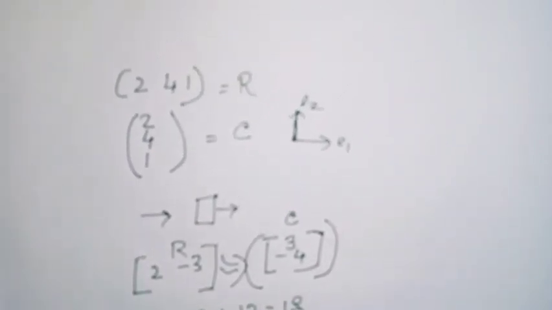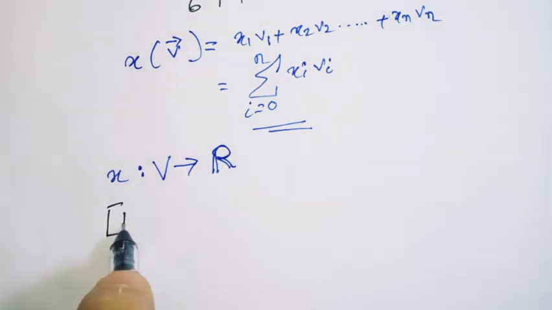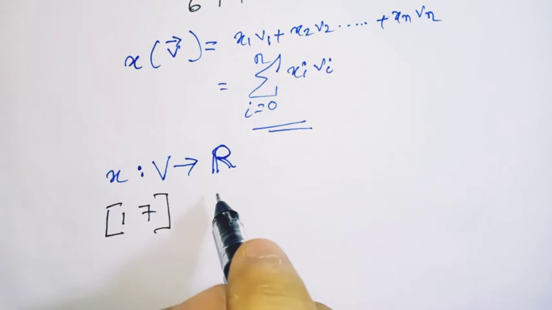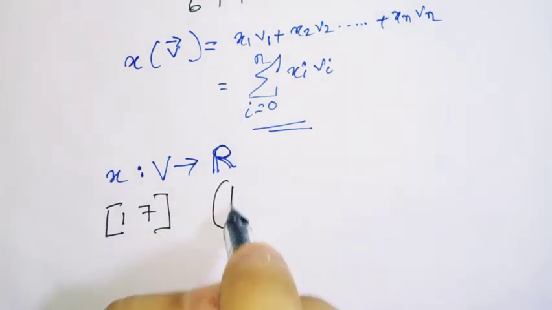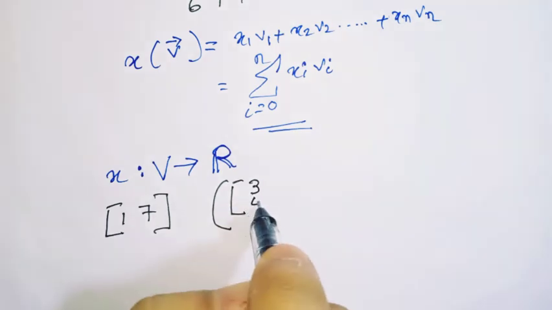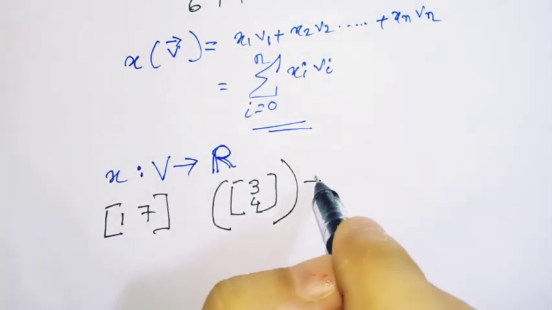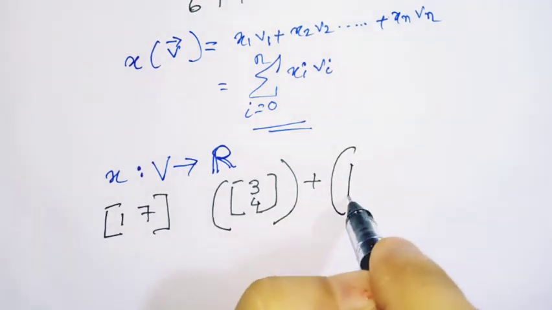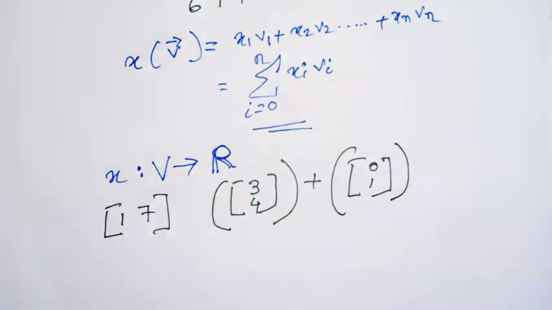So this is the row vector and this is the column vector. We take a case when we have got values like 1 and 7, and it is acting on the values. We are considering this to be an input, and we are taking values like 3 4, and we have got another one which has values like 0 and 1.